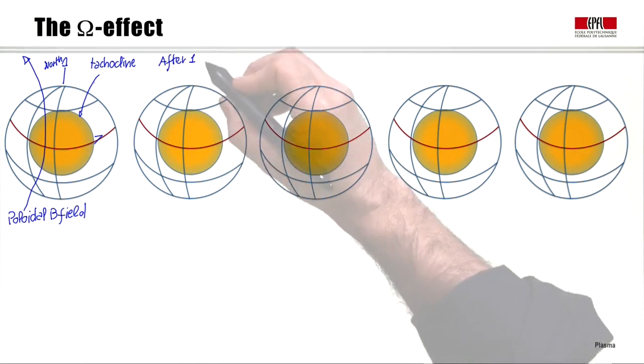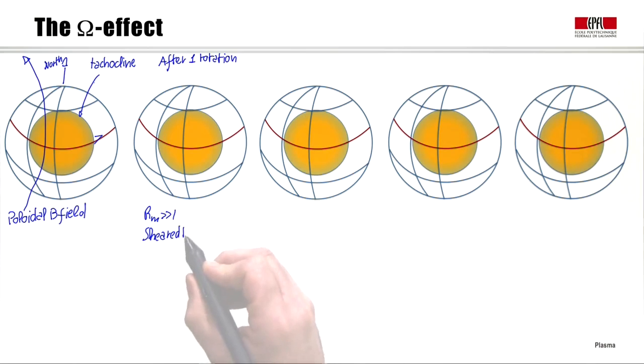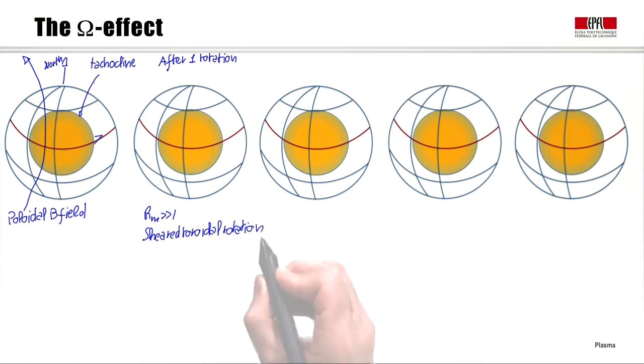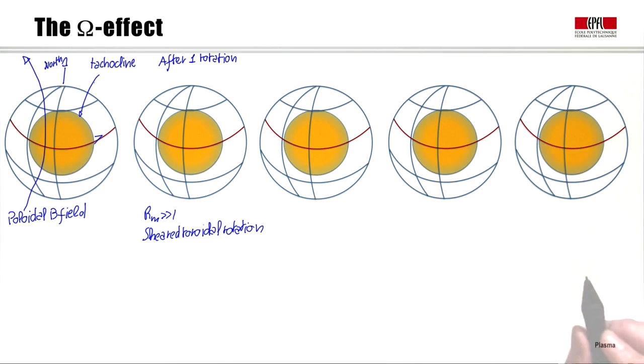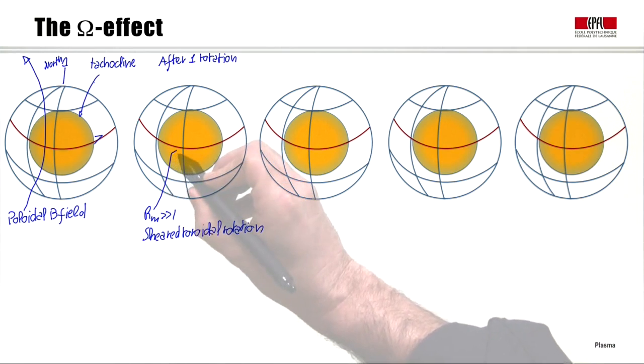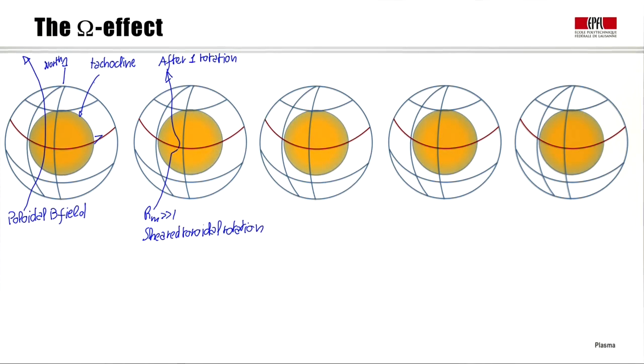Let's see what happens after one toroidal rotation. Two ingredients are important here. The first ingredient is a huge magnetic Reynolds number, and the second ingredient is a shear toroidal rotation, with the equator of the Sun spinning faster than the poles. Due to the huge magnetic Reynolds number, the magnetic field lines are frozen into the plasma motion. Therefore, since the plasma motion has a shear toroidal rotation, the magnetic field line will be deformed in the following way, being stretched more at the equator than at the poles.